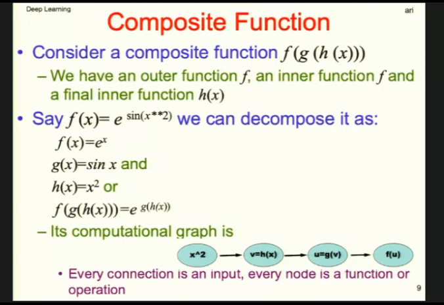And what if f was e to the power of x, and g was sine of x, and h was x squared? So we say f of g of h of x is e to the power of g of h of x. So that is what is being computed with all of these substituted in. g is sine of x, h is x squared, and so on. Every connection is an input, every node is a function or operation. We end up finding this useful because we're talking about a function of a function of a function. That's what a deep learning network is doing. This is the nature of a deep learning network's computation.